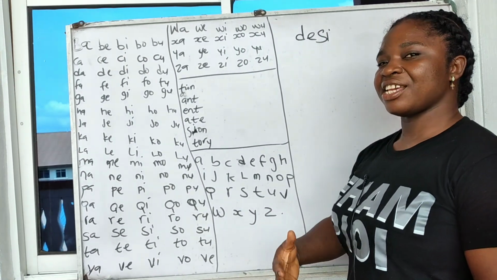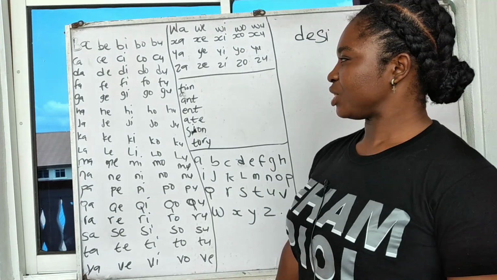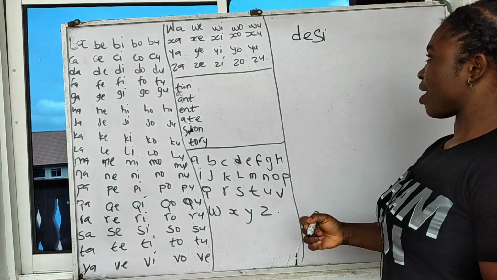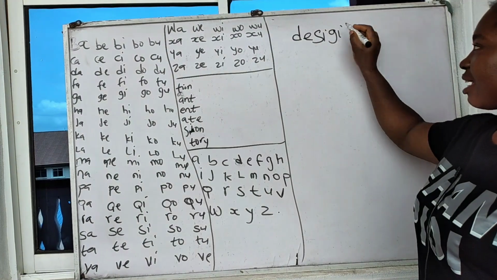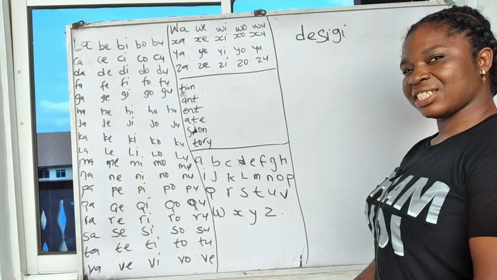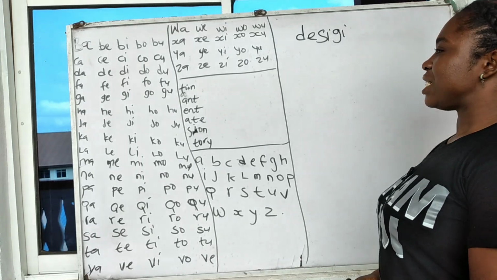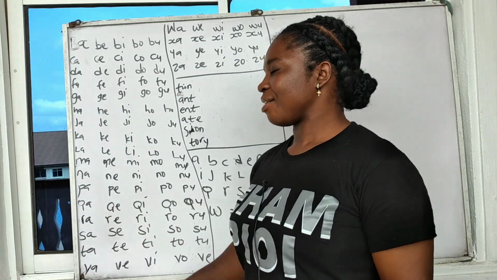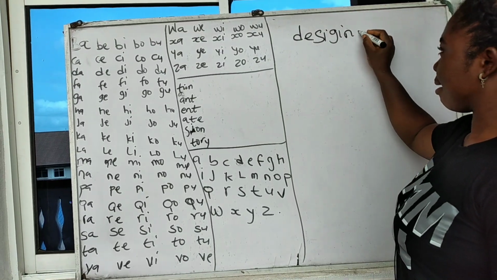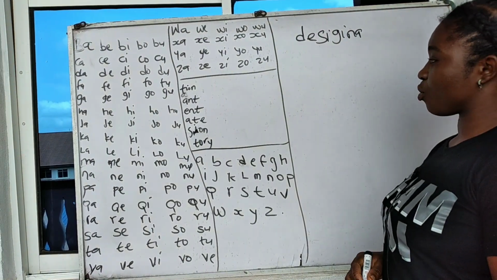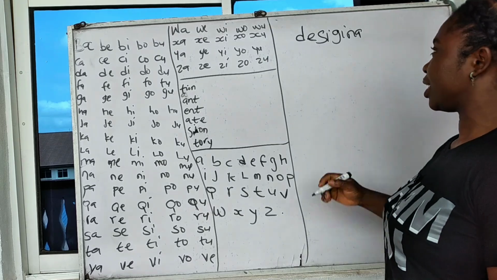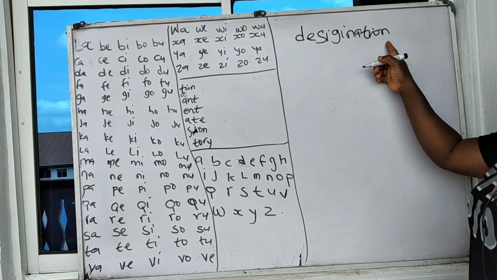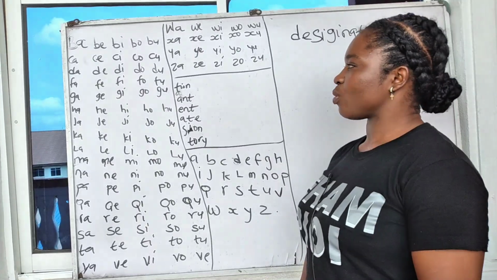Okay, designation. So I'm going to the g sound, ga, ge, gi. I pick my gi right here, so I have desigi. Now I want to add my nation, designation. So now I'm going to the end. This is na, ne, ni, na. I put my na here, and I just go right here and pick the shon. So I have put together designation.